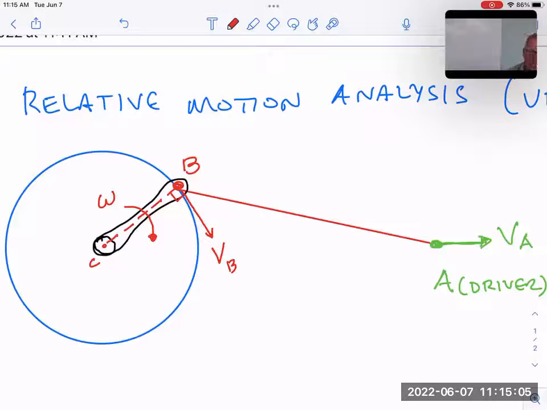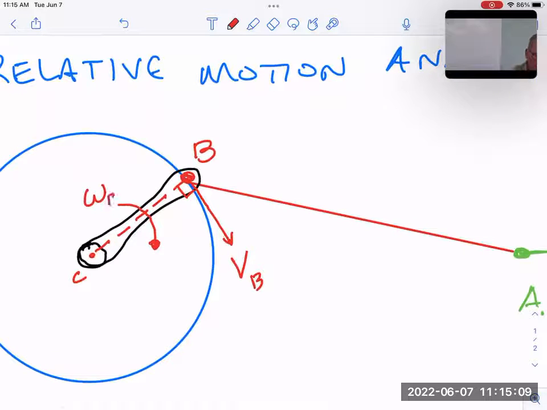So we've got the angular velocity of, I could even call it BC if I wanted to, the angular velocity of B as it rotates around C. But we can also talk about the linear velocity of B. And remember, those are related. We had a formula about that. It was radius times angular velocity is linear velocity or something like that. We'll look it up again.